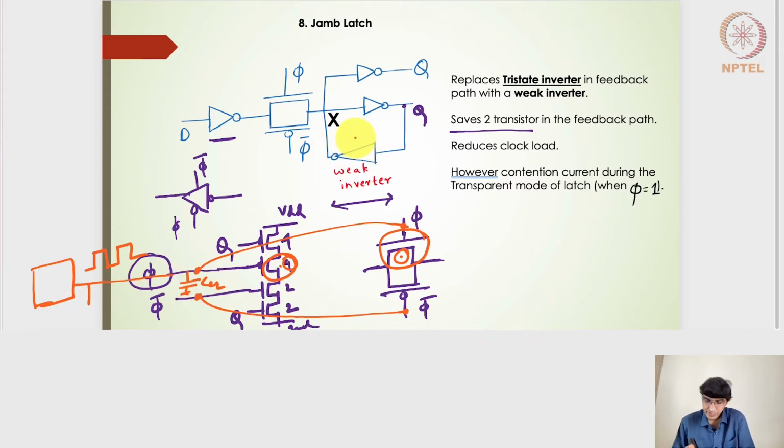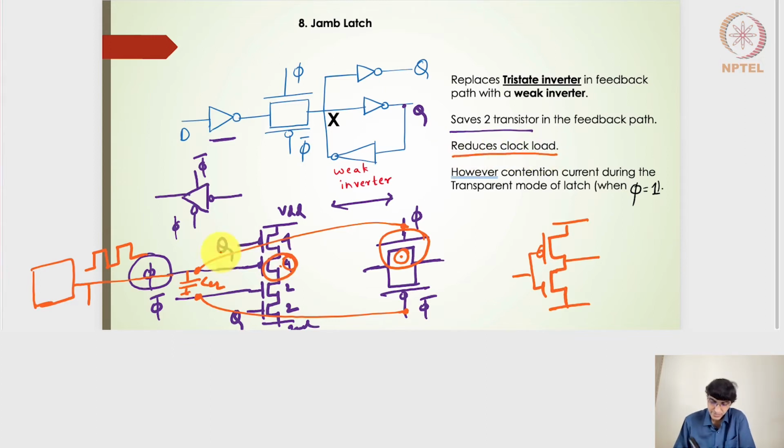Whereas in a weak inverter, I don't have this clock connection to the transistor, right? In a weak inverter, it will be nothing but two transistors, and that's about it. So this will be the weak inverter. It's an inverter design basically, so there are no clocked transistors. That's the reason it says that it reduces the clock load.